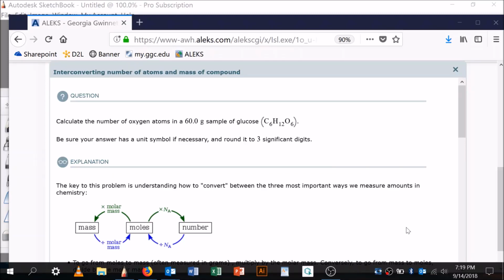Okay, so I'm doing this in my kitchen, and there's going to be a little bit of background noise, so just bear with me. But I saw some students really working hard on this topic, and I wanted to post a video for it. So, interconverting number of atoms.